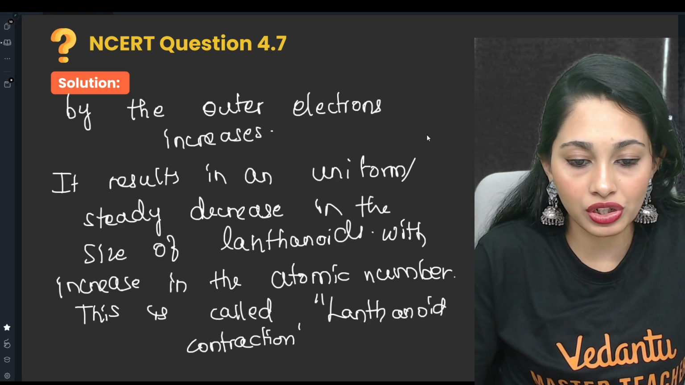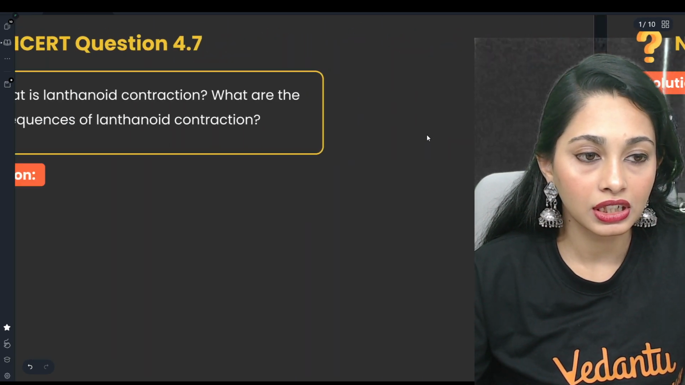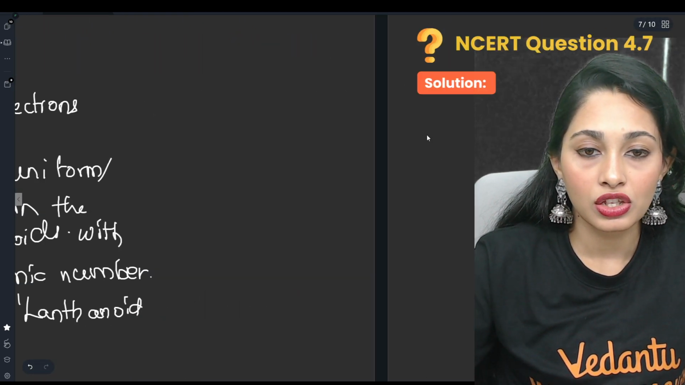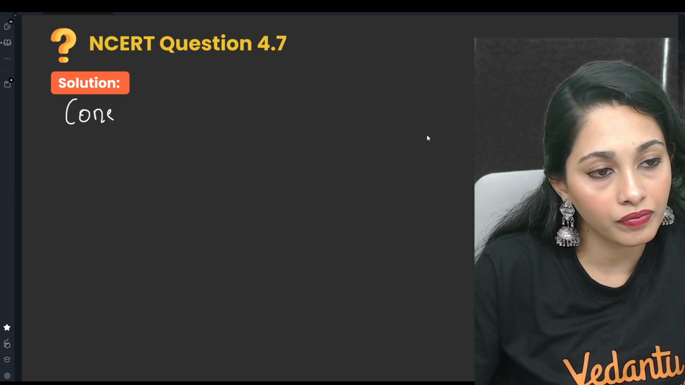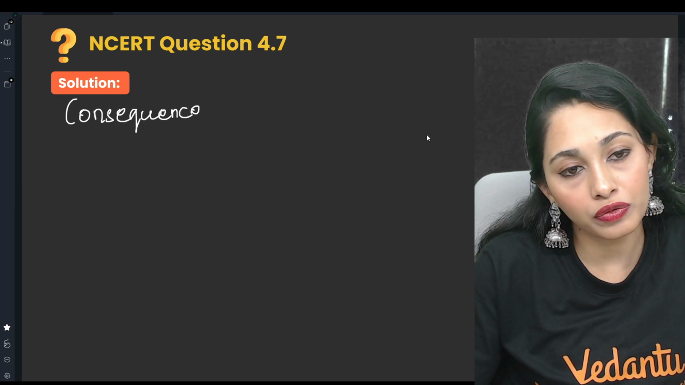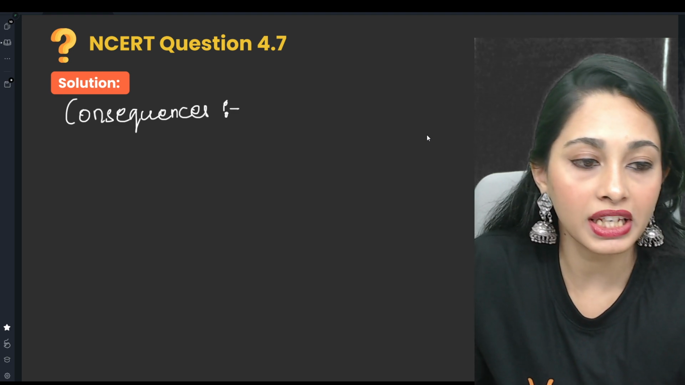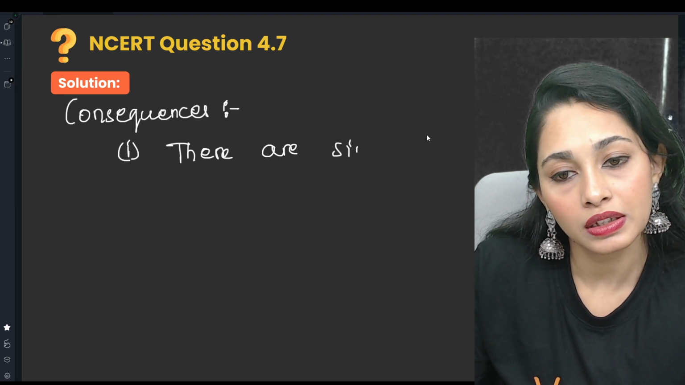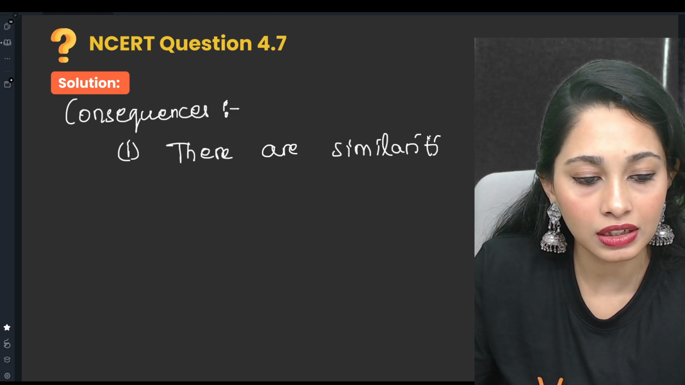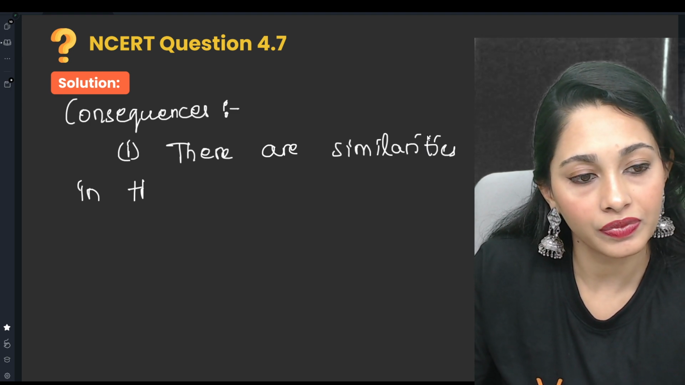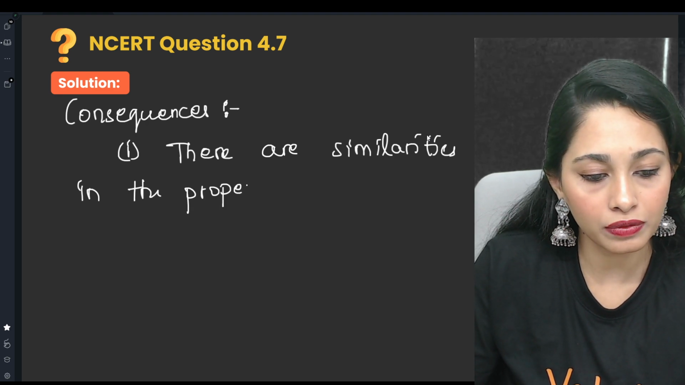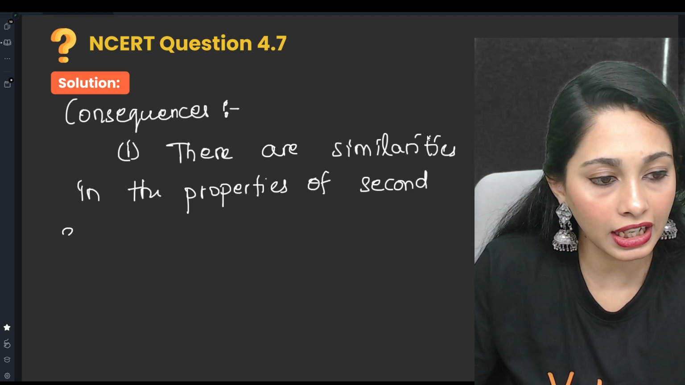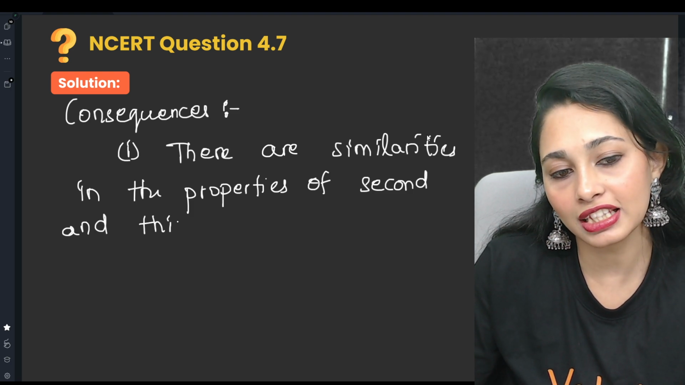And the second part of the question asks us to write the consequences of the lanthanoid contraction. So what are the consequences of this? Consequences of lanthanoid contraction. So the first one is, there are similarities in the properties of second and third transition series.